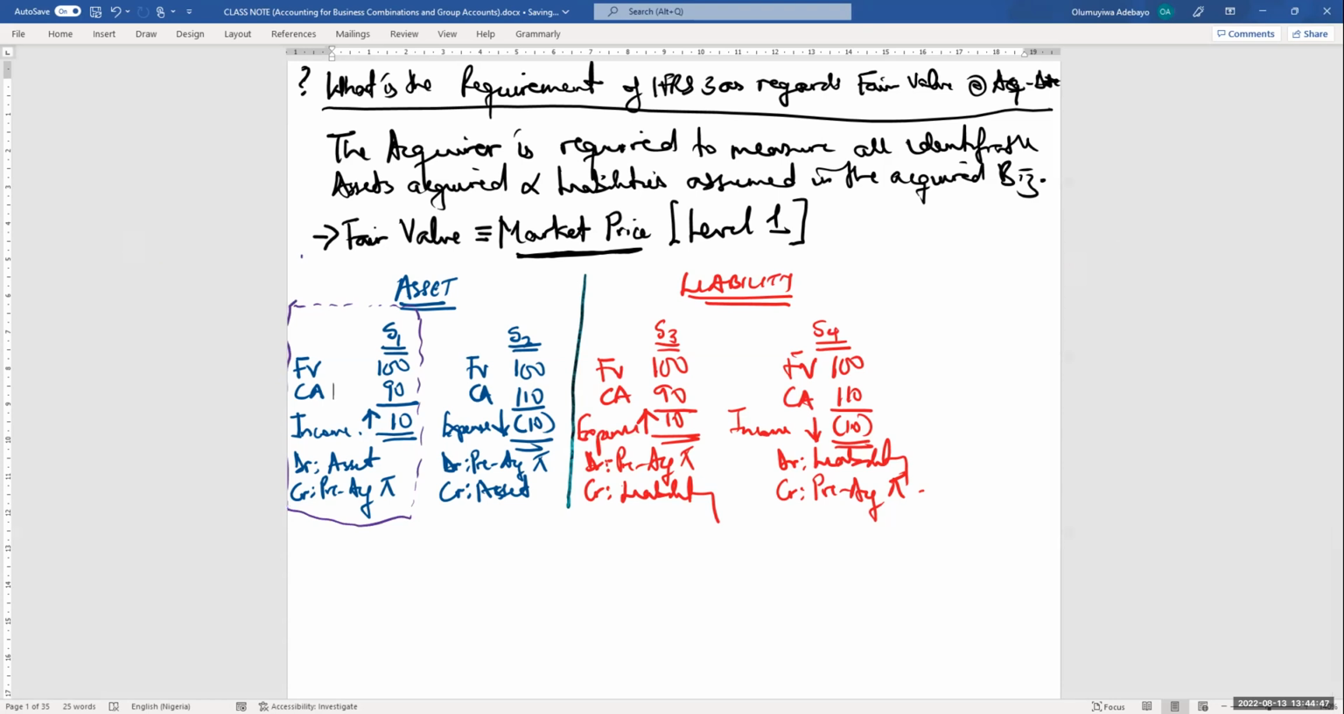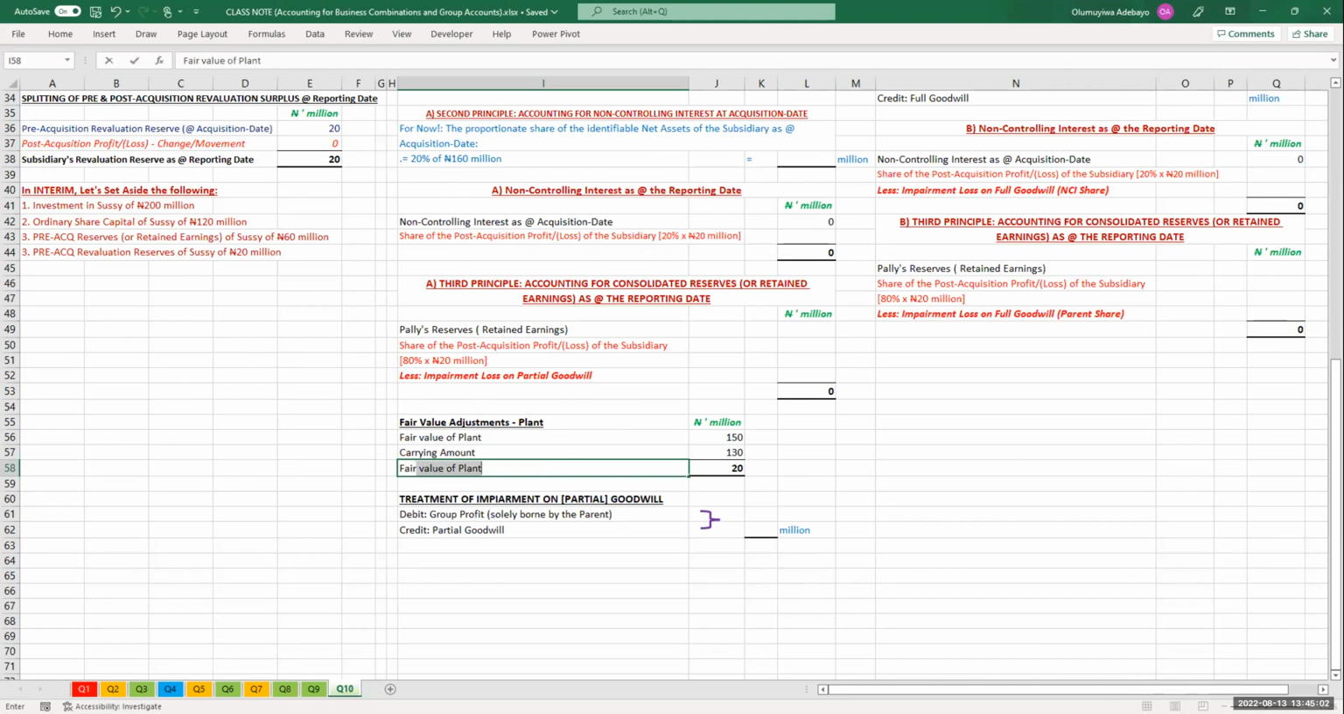Therefore, what treatment are we going to give? Since the fair value of an asset seems to be higher, it gives us fair value gain. Therefore, I'll write it as fair value gain on plant, which is at acquisition date.